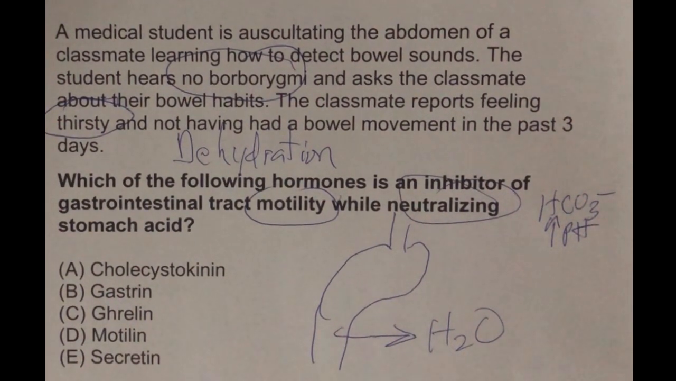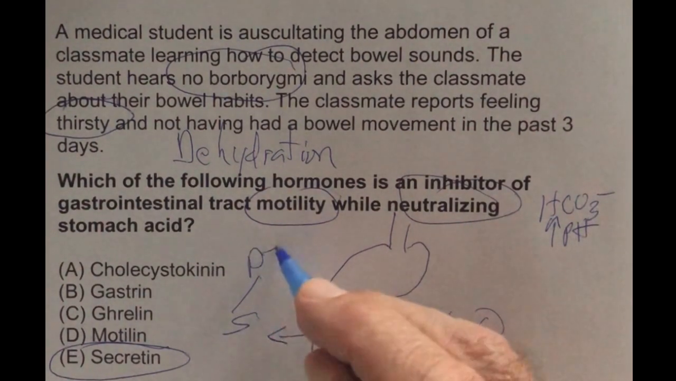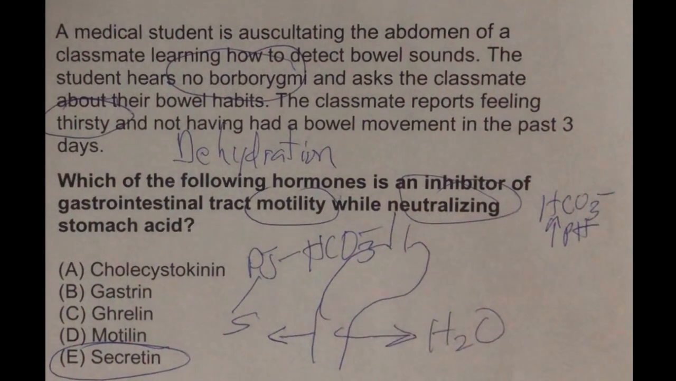If we look for something that might have a high bicarbonate concentration, we would look for secretin, wouldn't we? Secretin is made here in the duodenum by S cells, and it stimulates the pancreatic juice to make bicarbonate. Well, that certainly neutralizes the acid.